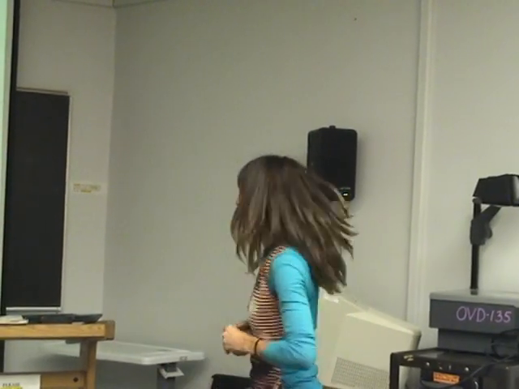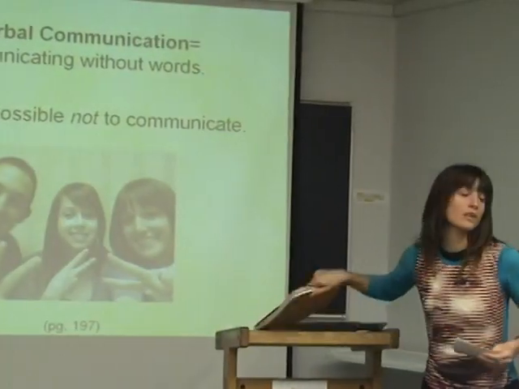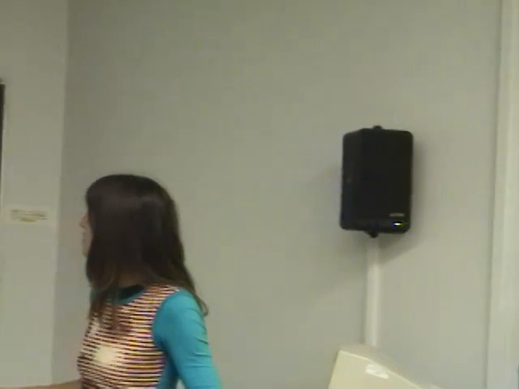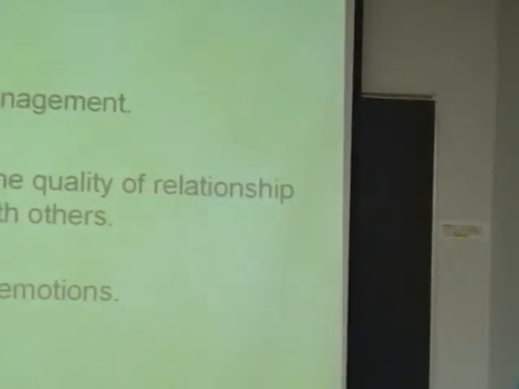There are two types of nonverbal communication. One is intentional, for example, if I do this, and one is unintentional, for example, blushing, sweating, stuttering. But regardless of the nonverbal message that we're sending, others will still observe it and make their own interpretations about it. Now, let's talk about the different roles of nonverbal communication.